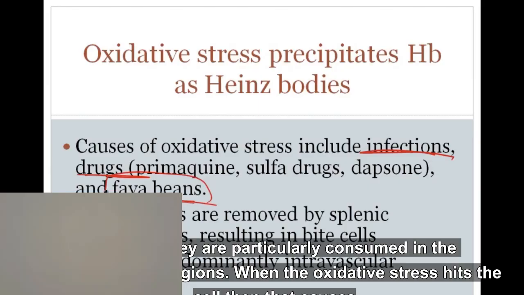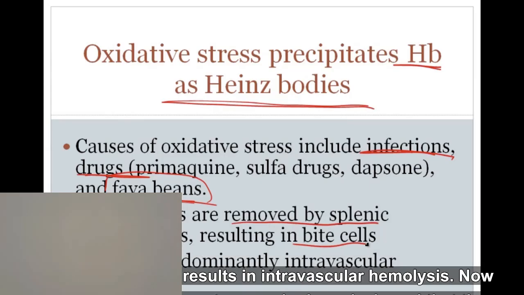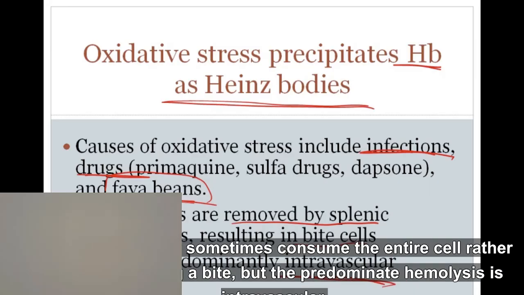When the oxidative stress hits the cell, then that causes hemoglobin to precipitate as a Heinz body. The precipitated hemoglobin is then removed by the splenic macrophages, resulting in bite cells. And that then results in intravascular hemolysis. Now, there may be some extravascular hemolysis in that the macrophages may sometimes consume the entire cell rather than just creating a bite. But the predominant hemolysis is intravascular.